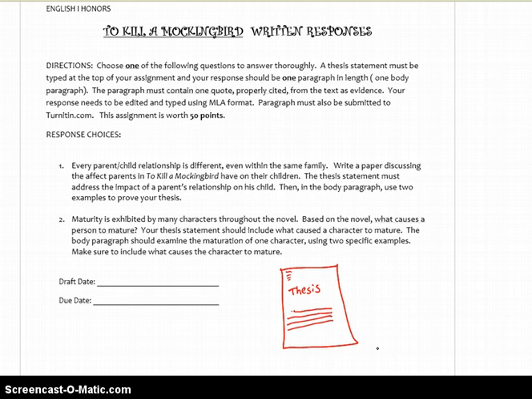Your paragraph must contain one quote that's properly cited from the text as evidence, and your response needs to be edited and typed using MLA format. Paragraphs must also be submitted to Turnitin.com, and this assignment is worth 50 points. That's 50 points for one paragraph. That's pretty big. MLA heading, let me remind you what that looks like.